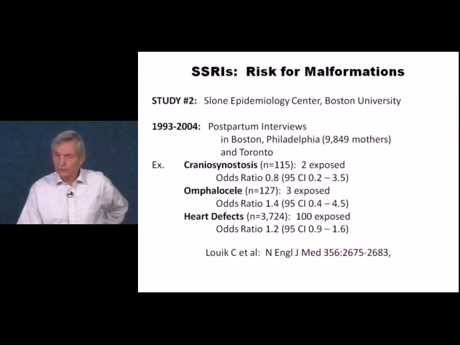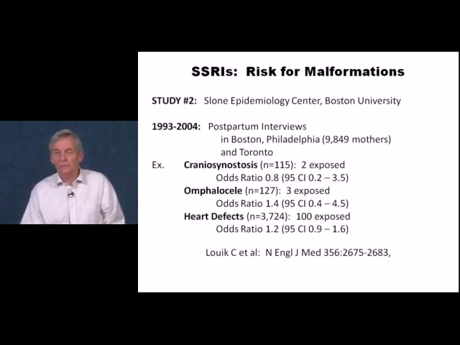This is a separate research group, an excellent group of people, with very high quality interviews of the mothers and high quality information on the presence or absence of birth defects, and look at how different their findings are. The craniosynostosis and omphalocele, which were significant in the previous slide, where the confidence intervals excluded one, here you see they don't. So this big study of almost 10,000 mothers, with 115 infants with craniosynostosis and 127 with omphalocele, did not show the significant increase that was noted in the first study.